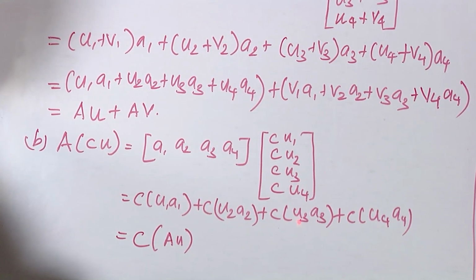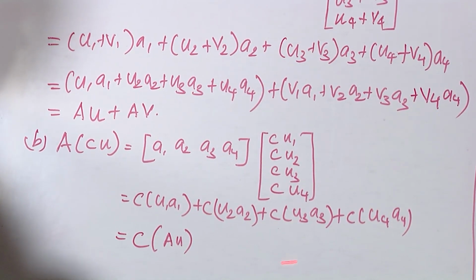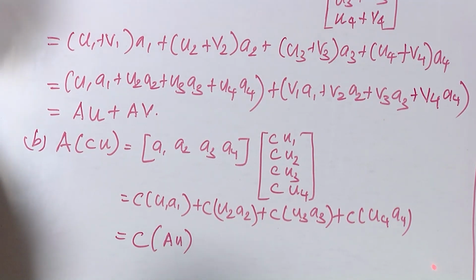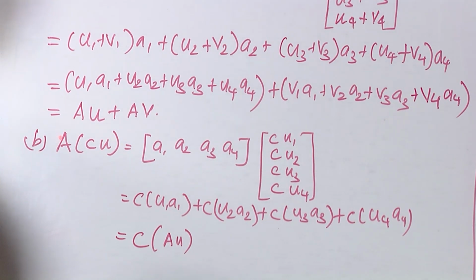Now, if you do this operation, you have cu1a1 + cu2a2 + cu3a3 + cu4a4, and after that you can take c outside as c is a scalar. If you take c outside, you have c multiplied by (u1a1 + u2a2 + u3a3 + u4a4). What is that? That is nothing but Au. So, at last we are able to prove A(cu) is equal to c(Au).